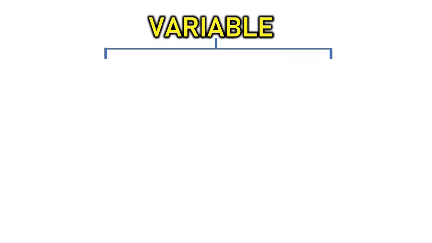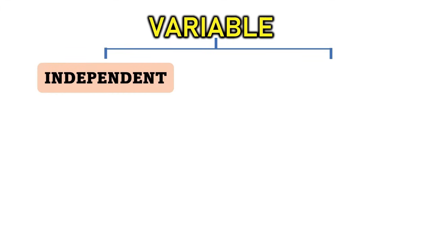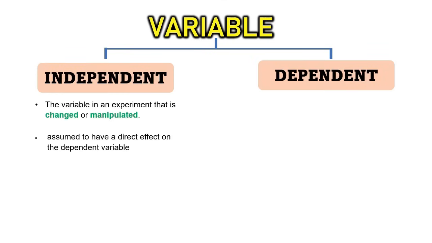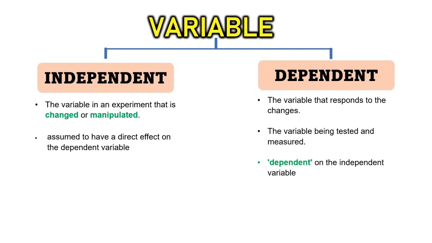There are 2 common variable types in research: the independent and dependent. Independent variable is the variable in an experiment that is changed or manipulated. It is assumed to have a direct effect on the dependent variable. On the other hand, dependent variable is the variable that responds to the changes. It is the variable being tested and measured. As the name implies, it is dependent on the independent variable.